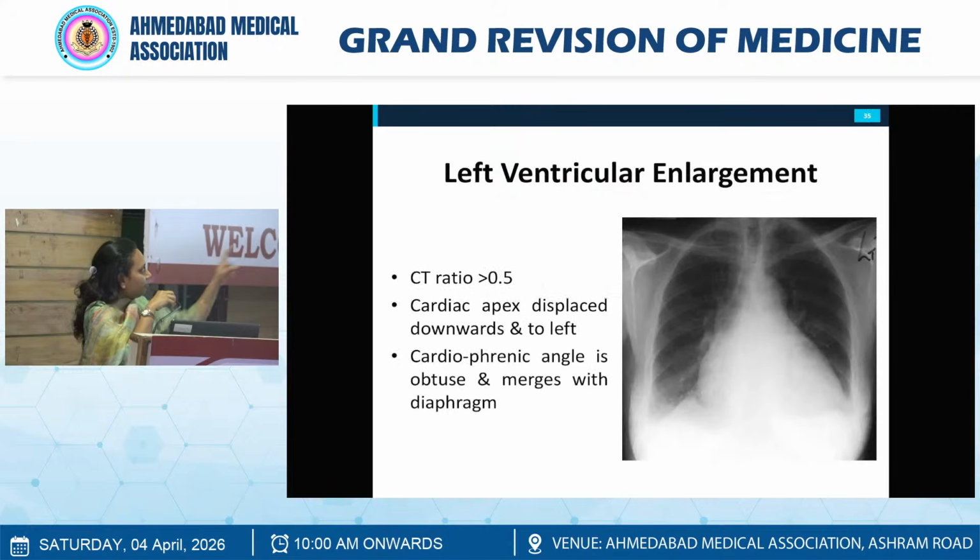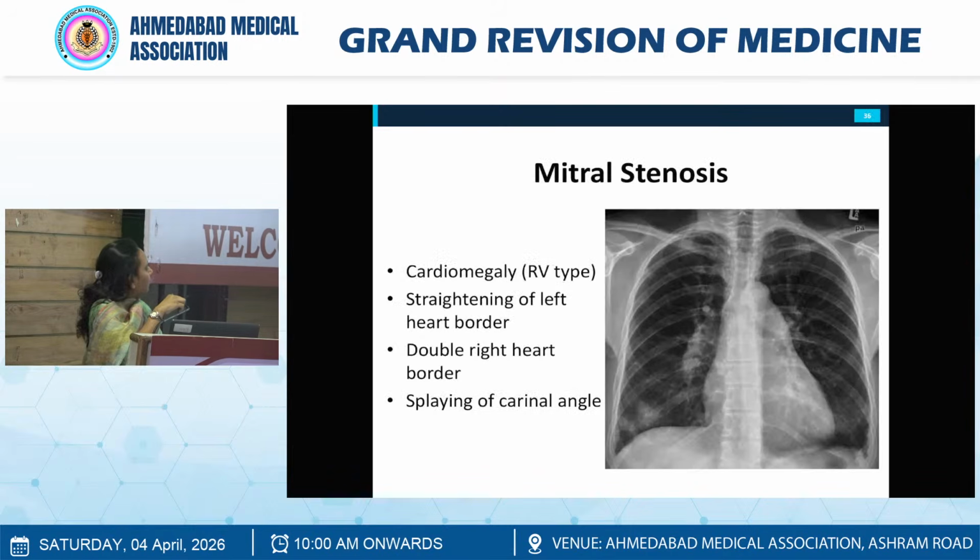And in left ventricular enlargement, because the left border is made up of the left ventricle, if that is enlarged, then the heart will be pushed downwards and outwards. The cardiac apex is displaced downwards and to the left.